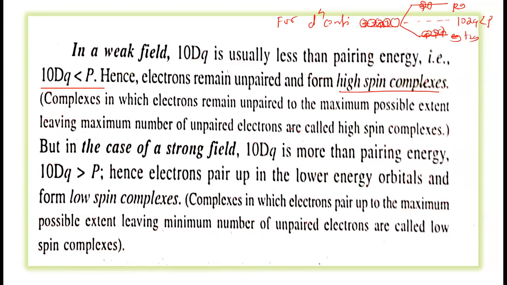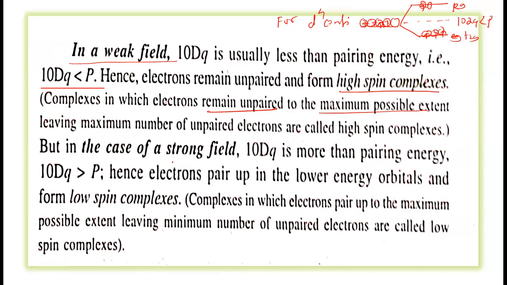Okay. So what is a high spin complex? Complexes in which electrons remain unpaired to the maximum possible extent. The maximum number of unpaired electrons should be there. Such complexes are called high spin complexes. So in the presence of a weak ligand field, which complexes are formed? High spin complexes, because this 10 Dq is less than the pairing energy and this energy gap is less. So electrons remain unpaired here.